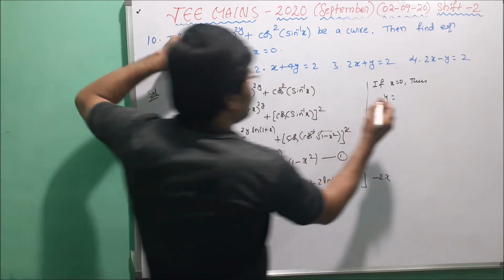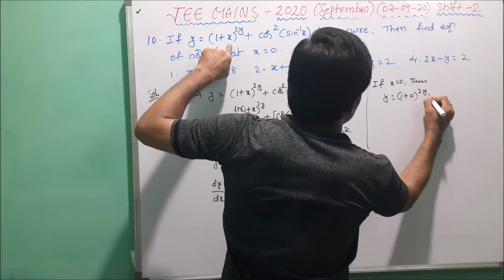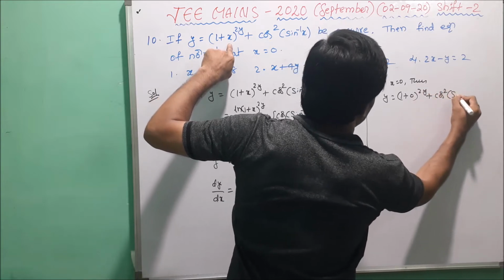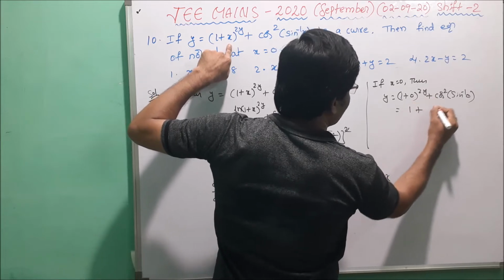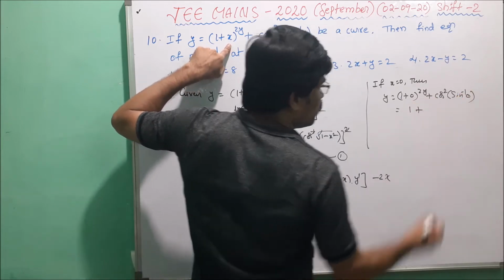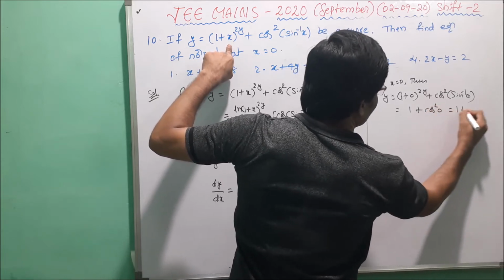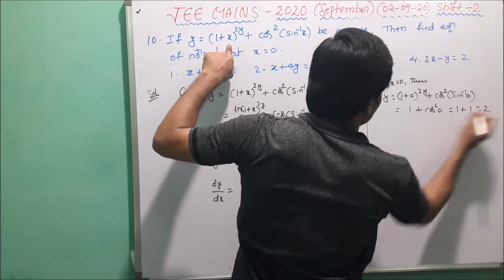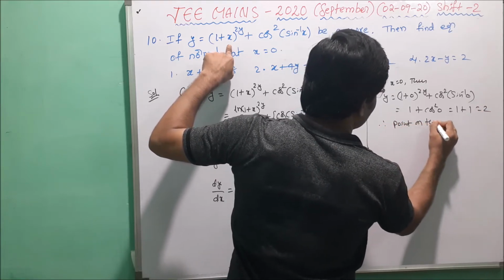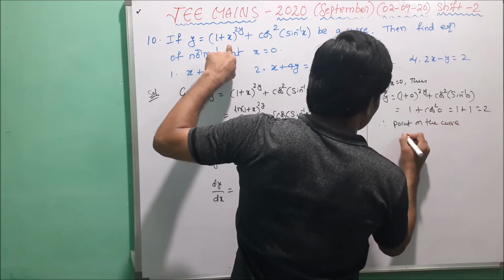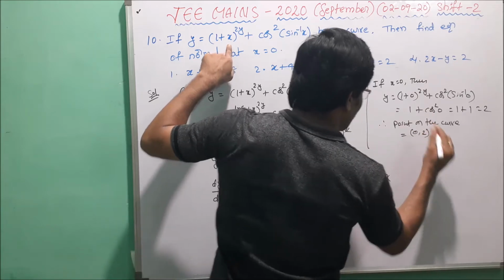That is 1 plus 0 power 2y plus cos square sin inverse 0. So 1 power 2y means 1, plus sin inverse 0 means 0. So cos square 0, cos 0 value is always equal to 1. So 1 plus 1 square means 1. That is 2. Therefore, the point on the curve is x equals 0, y equals 2.